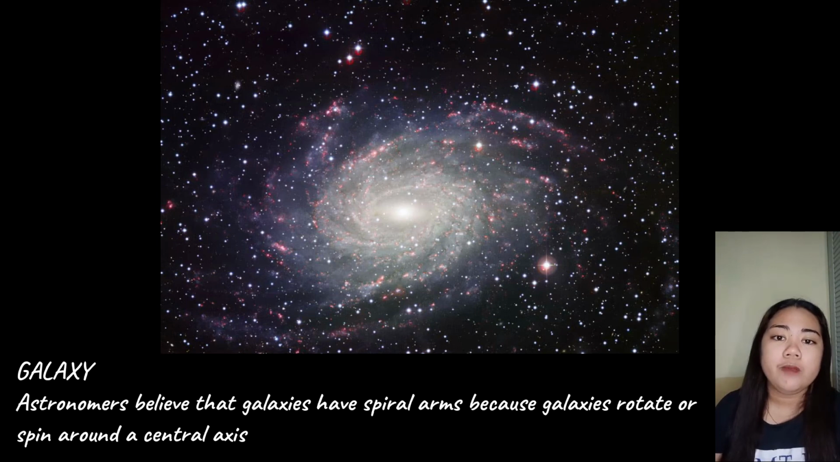And then we move to spirals in space. A galaxy is an example of spirals in space. Astronomers believe that galaxies have spiral arms because they spin or rotate around the central axis.